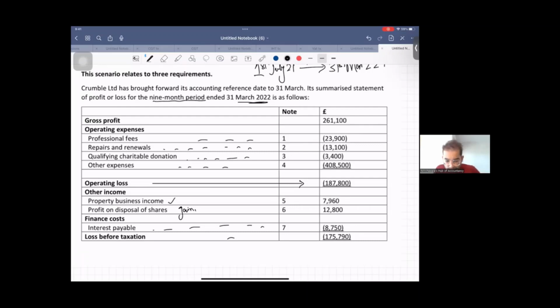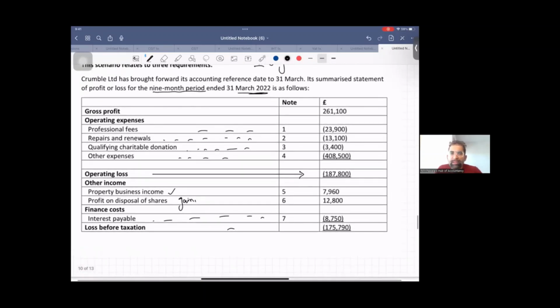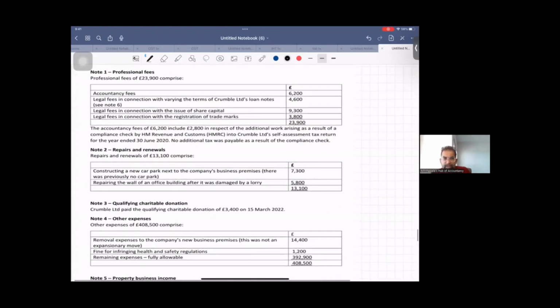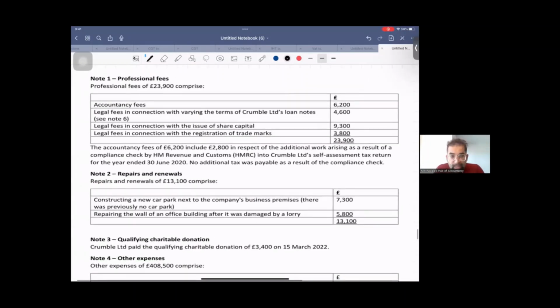Okay. Now, let's move to the second requirement. Let's move to the second page. Just have a look at this page. Okay. Now, my dear students, this is note number 1, the breakup of the things which you saw in the statement.